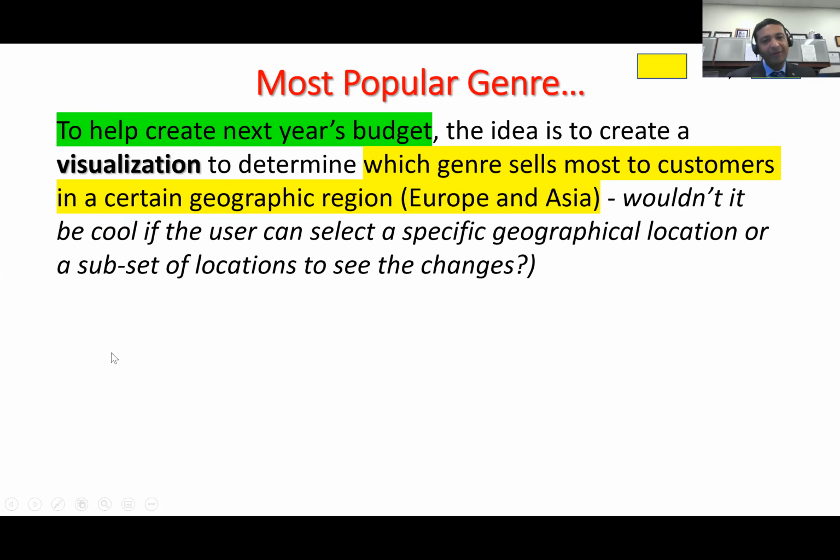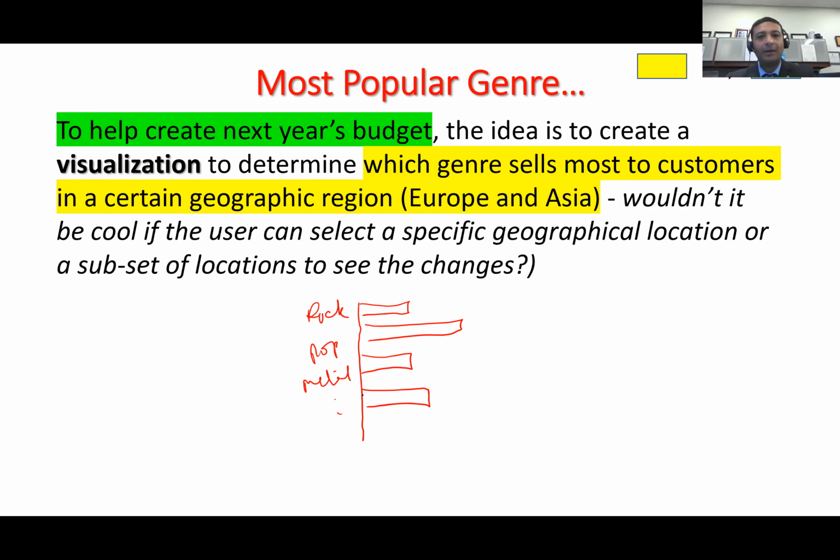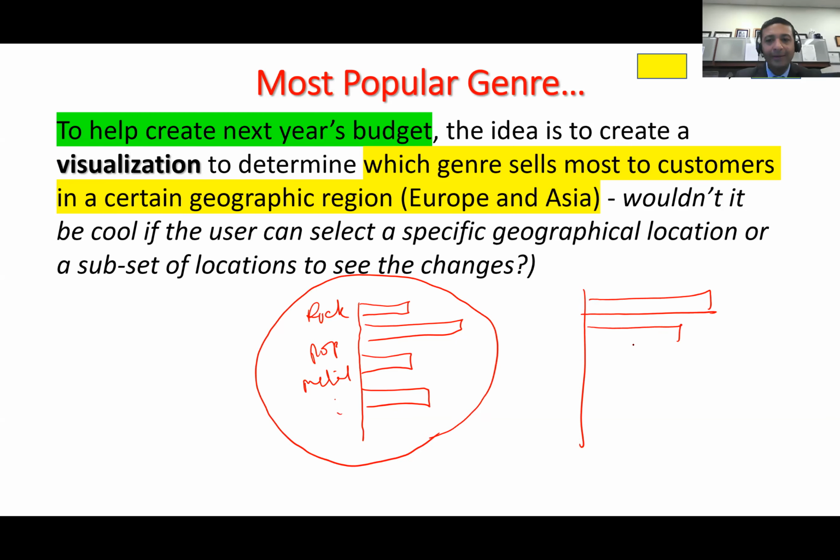So in the previous example, when you talk about the most popular genre, okay, rock, pop, metal, and so on and so forth, you are trying to create the one that is the most popular. Of course, this one really doesn't tell me the story. I would rather recreate that in a descending order so that it's much easier to understand for me, right? So that was how I would create that.